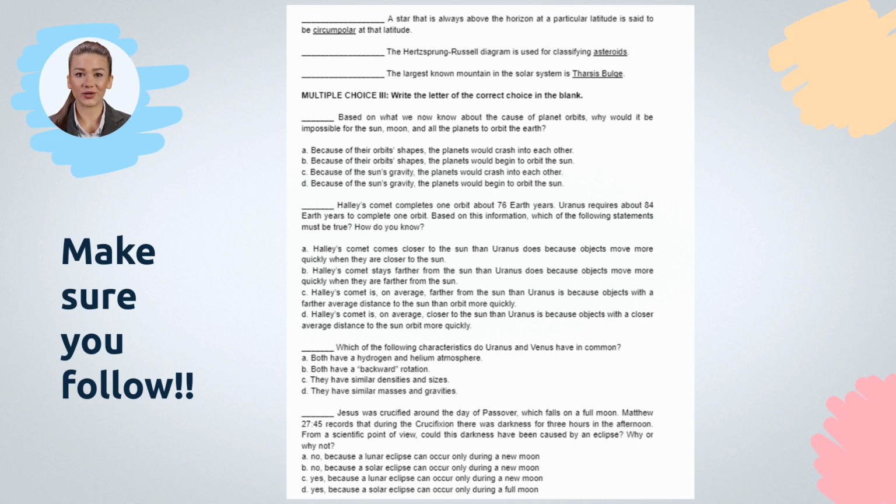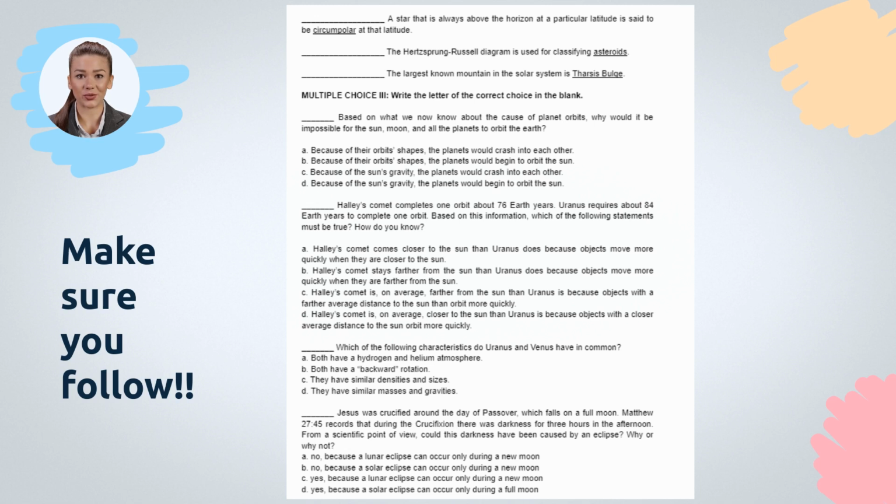A. Because of their orbits' shapes, the planets would crash into each other. B. Because of their orbits' shapes, the planets would begin to orbit the sun. C. Because of the sun's gravity, the planets would crash into each other. D. Because of the sun's gravity, the planets would begin to orbit the sun.